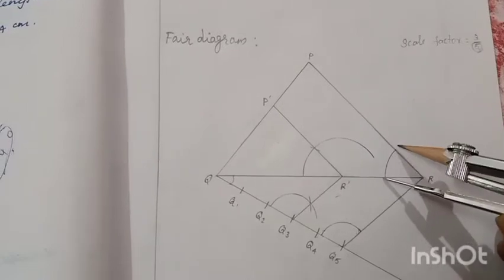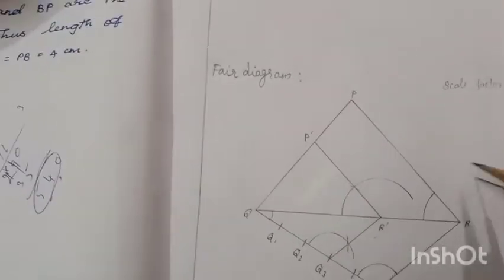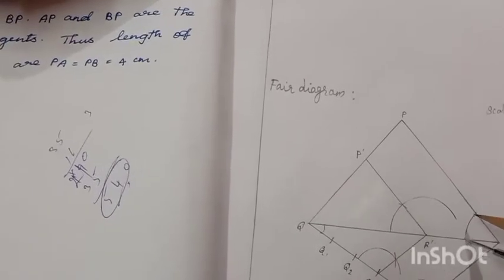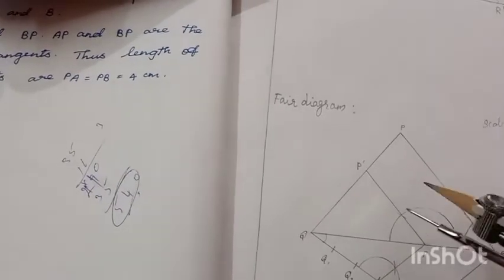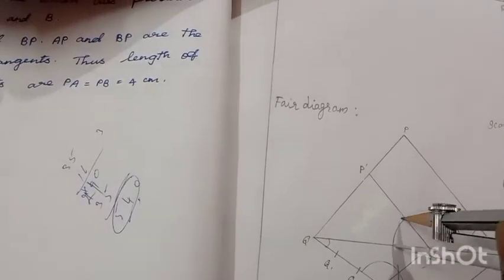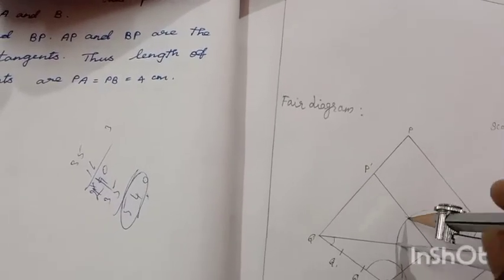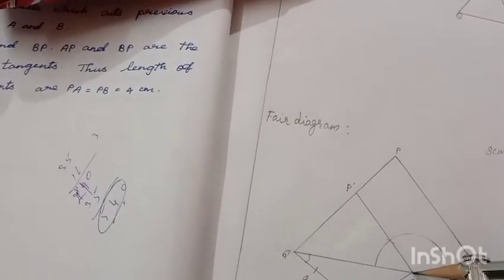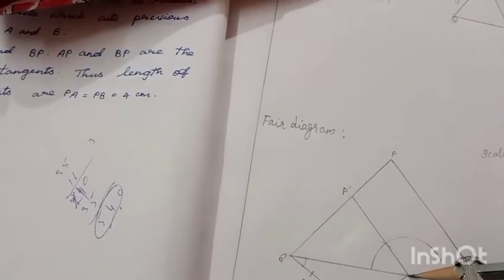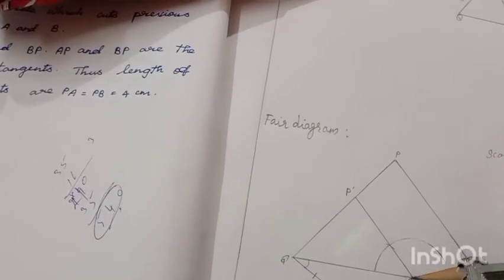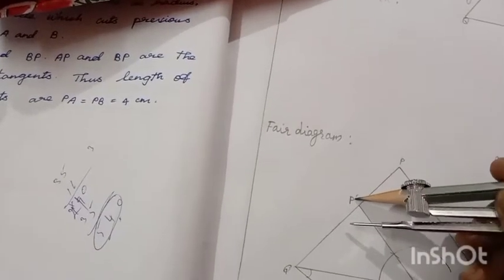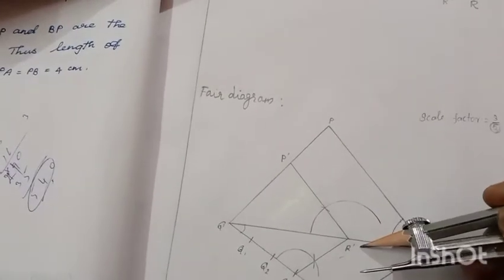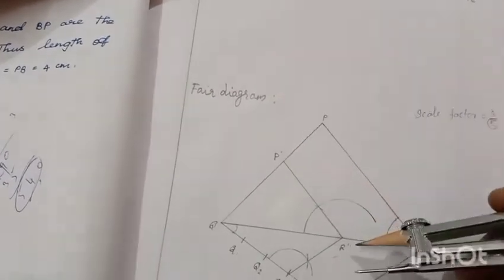Then you have to measure this radius. Students, keep here and measure. Then keep this point and draw one arc. Using this intersecting point, draw the line segment through R dash. This point is P dash. So now join P dash R dash, and give it the name P dash R dash.